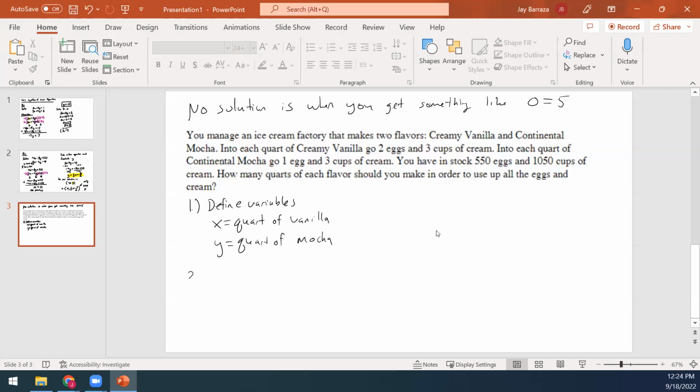So step 2 is to make equations. This is the part where students struggle a little bit, but you're going to have to think about it. You have 2 things that you're focusing on, eggs and cream, right? So you're going to make an equation for how many eggs you're going to use, and you're going to make an equation for how many cups of cream you're going to use, right?